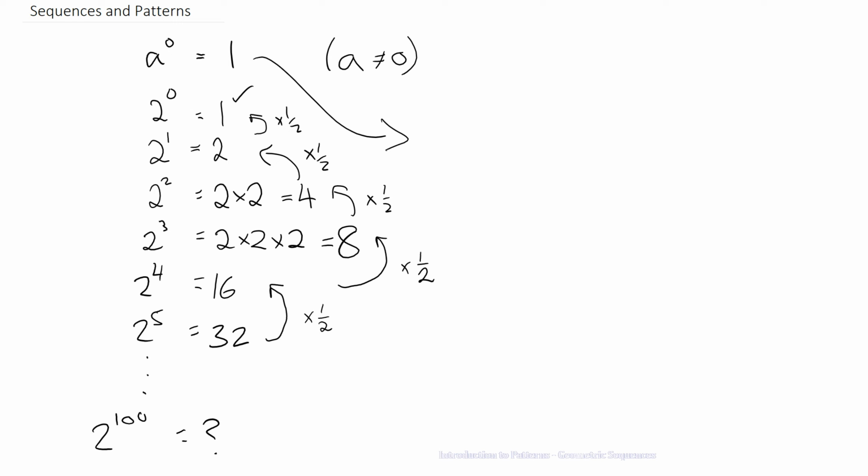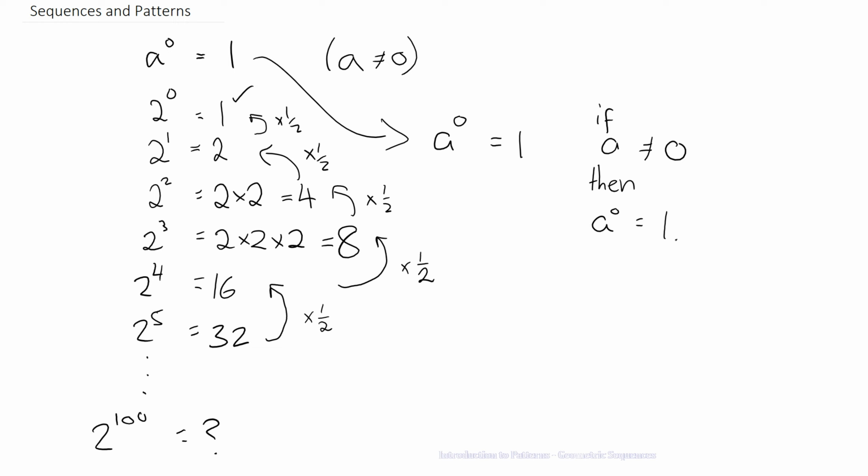Hence, I can conclude that anything to the power of 0 equals 1, as long as that thing is not 0 itself. So if a does not equal 0, then a to the power of 0 equals 1. And I've just used a pattern to show you why that might be.